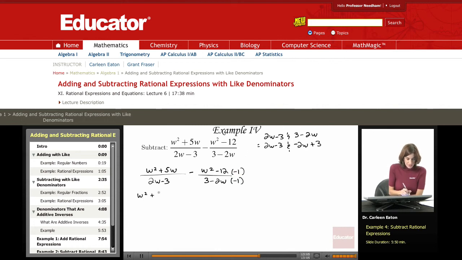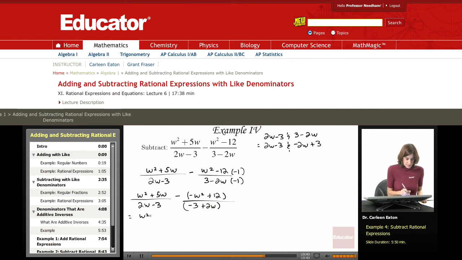Come down here and I have the first rational expression is going to be unchanged. Minus, so the second one, w squared times -1 is going to give me negative w squared. Negative 12 times -1 is going to give me a positive 12 in the denominator. -1 times 3 is -3. Negative 2w times -1 is plus 2w. If you look at this, it is the same as this.